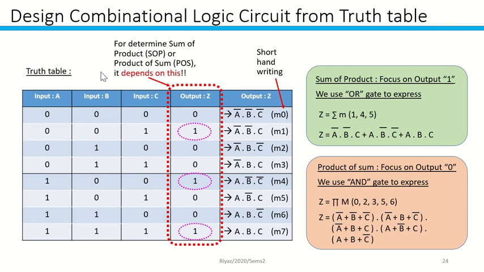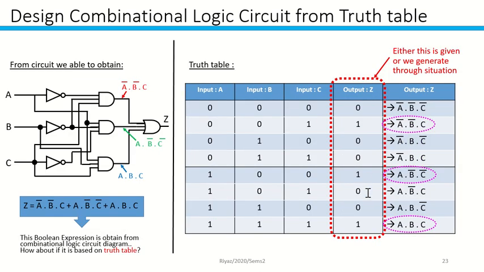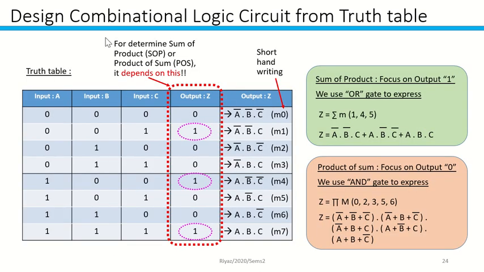So we go for the next one. You already have the output 0, 1, 0, 0, 1, 0, 0, 1. So this is similar to the previous situation. To determine the expression, I just put it over here in shorthand writing, which is M0, M1, M2, M3, and so on.